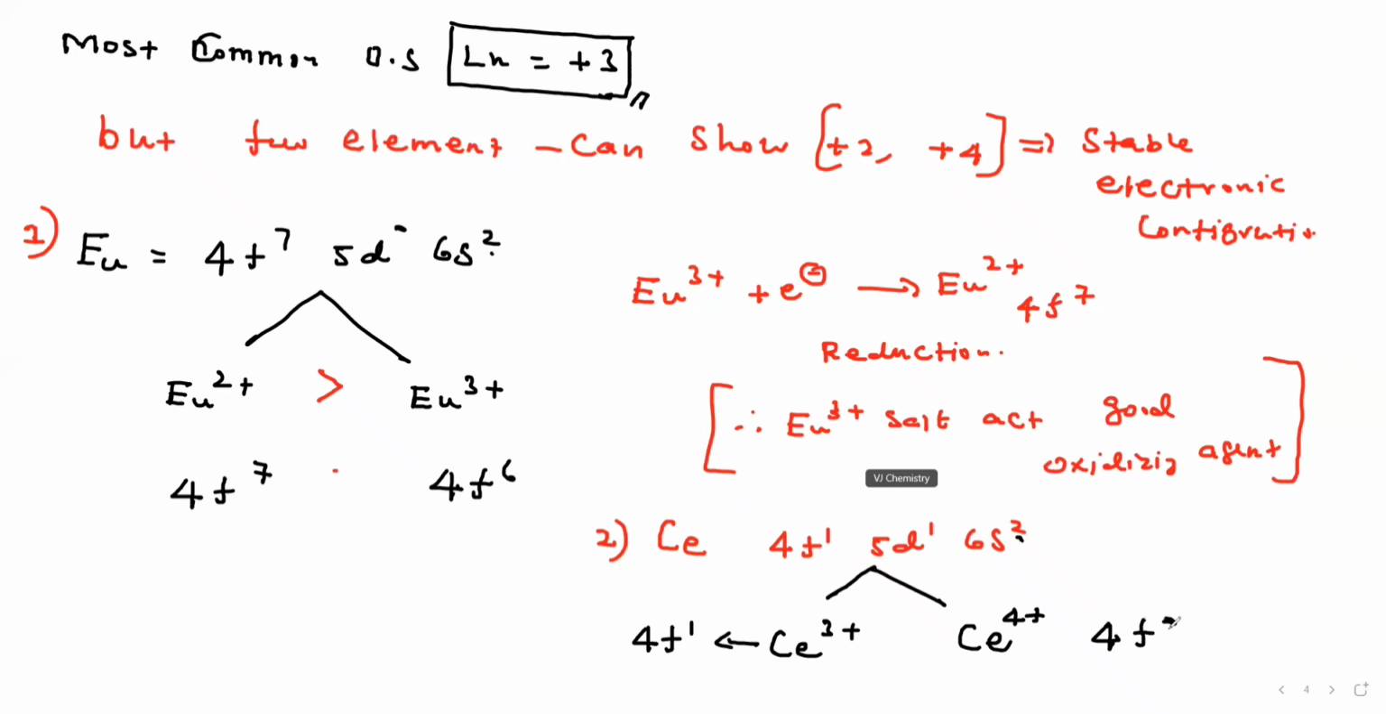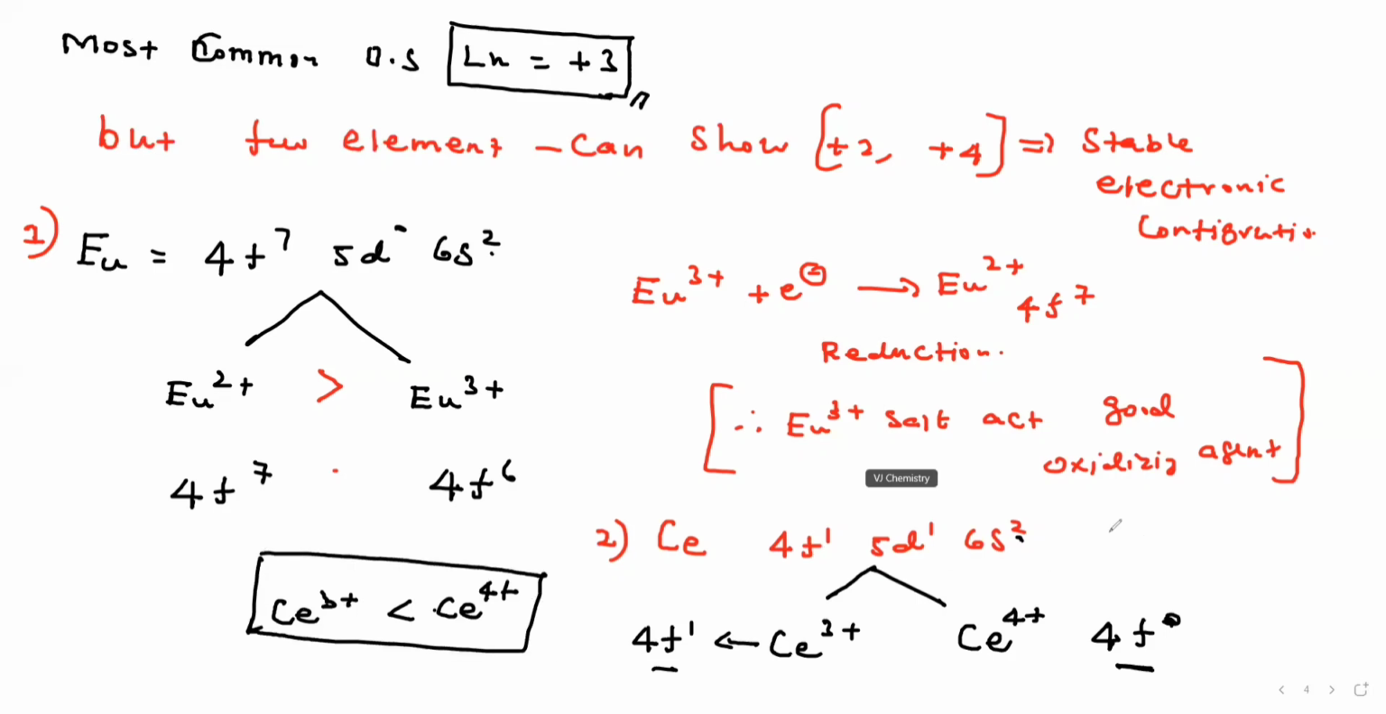Now tell me, which is most stable? Completely empty, half filled, and full filled are all most stable. Therefore, cerium 3 plus is less stable compared to cerium 4 plus. You got the point. Therefore, cerium 3 plus converts to cerium 4 plus.